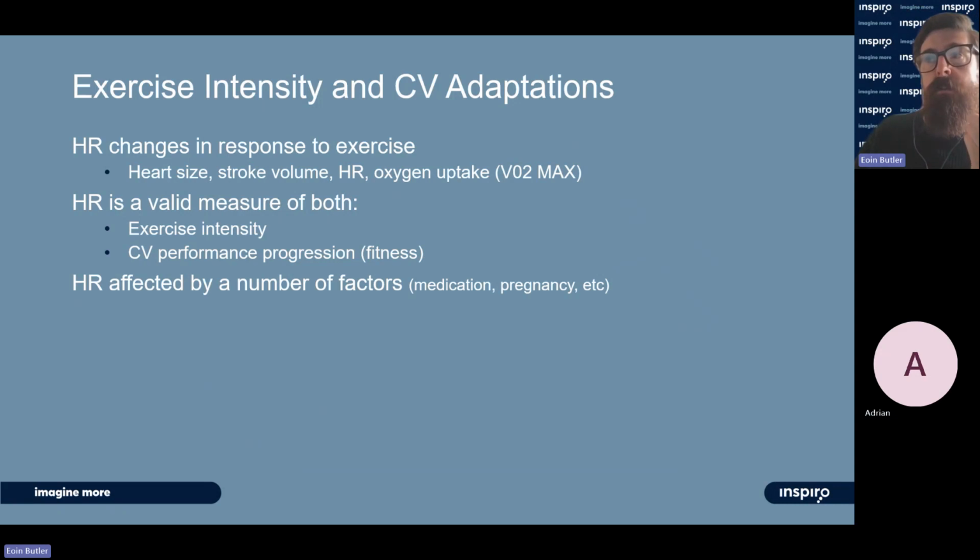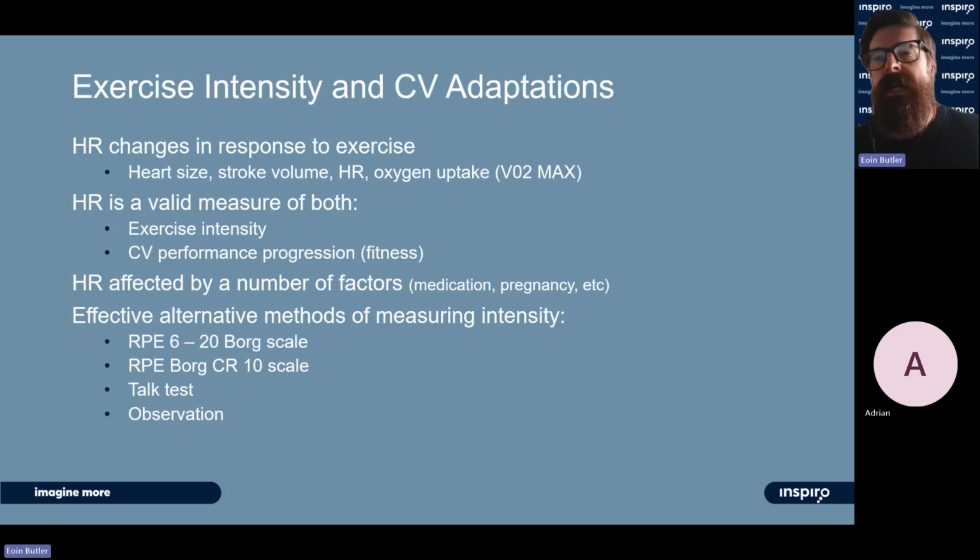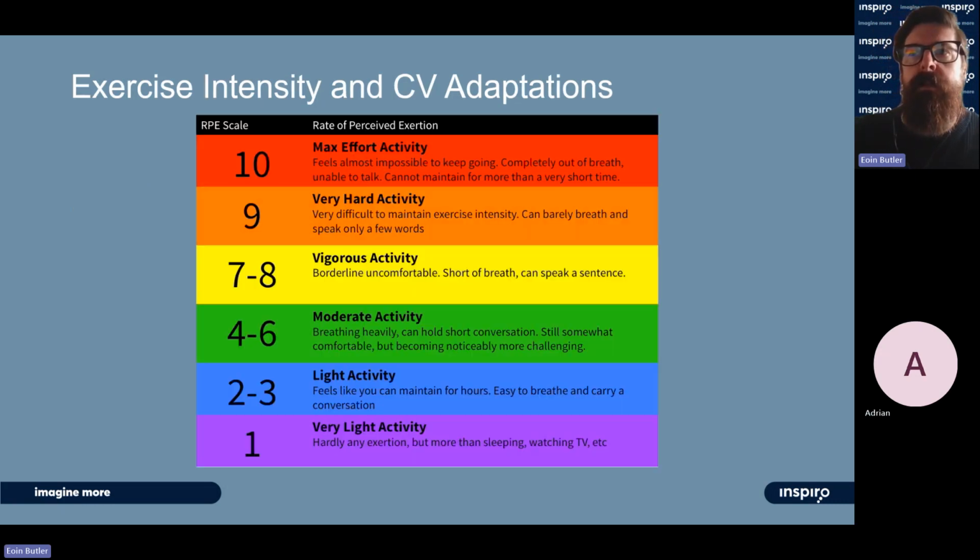So heart rate is affected by a number of factors, medication, pregnancy, etc. So obviously they're things that we need to take into account and get extra advice and guidance on if we need to. However, there are other ways of measuring intensity levels. So you've got two types of RPE scale. The second one is the one that we will use, the RPE Borg 10 scale. We can also use the talk test and observation. So I'll just bring up the RPE scale and then I'll explain how we can use talk test and observation as well as using the RPE scale.